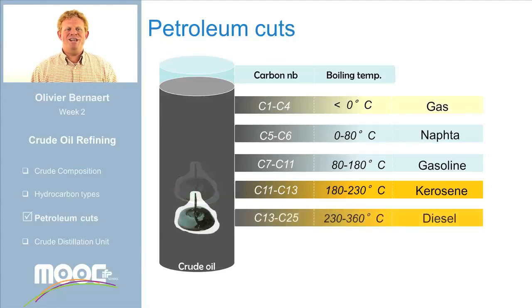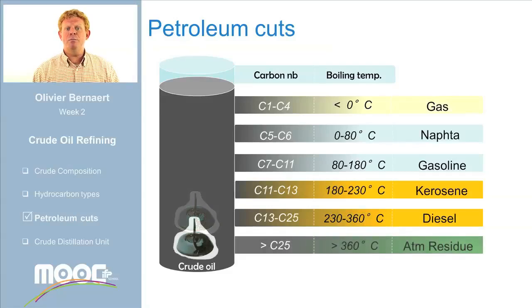The next cut is the diesel cut, which is the base of the diesel fuel for diesel engines, cars and trucks. The hydrocarbon chain contains between 13 and 25 carbon numbers. Finally, at the bottom of the crude distillation column, we have the atmospheric residue. This cut is in fact all the heavy hydrocarbons with carbon numbers higher than 25 and with a boiling temperature higher than 360 degrees Celsius.